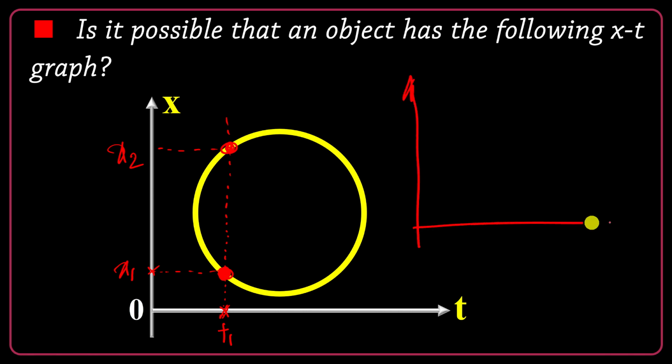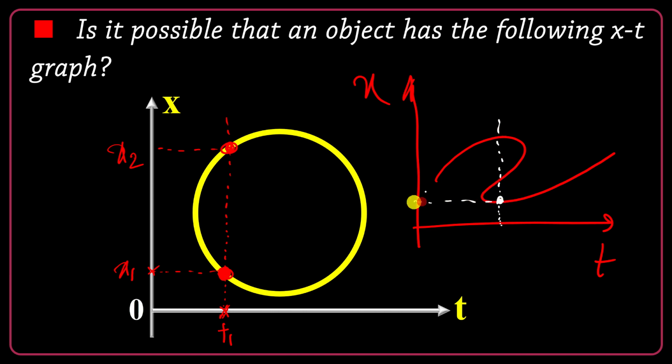Likewise, if you draw the XT graph like this, it may not be possible again. So I cannot believe again that at a certain time the object may be at this location and also this location and also this location. I cannot believe. It's not acceptable.